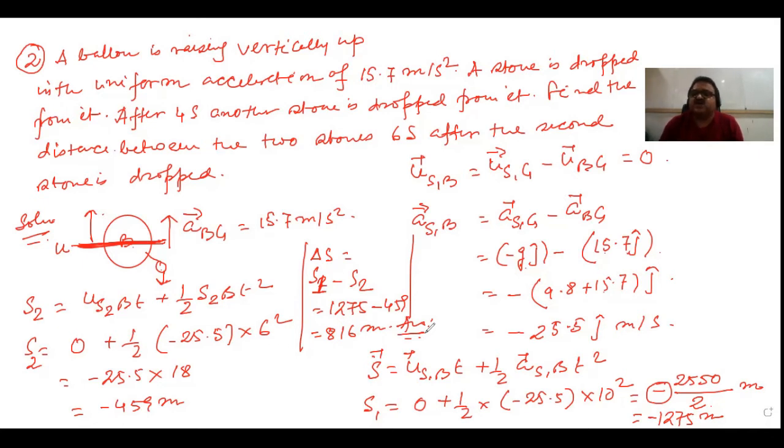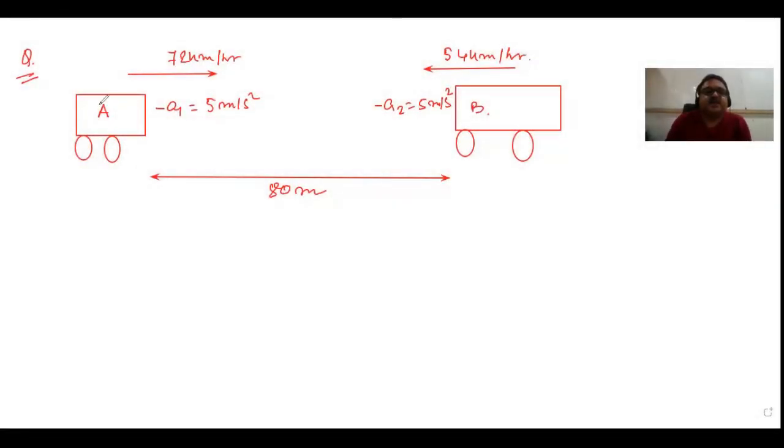So let me show you another problem now, along the motion along the x-axis. This is the last problem which I'm going to show you. Look at this problem. A car A running in this direction with a speed of 70 km per hour.